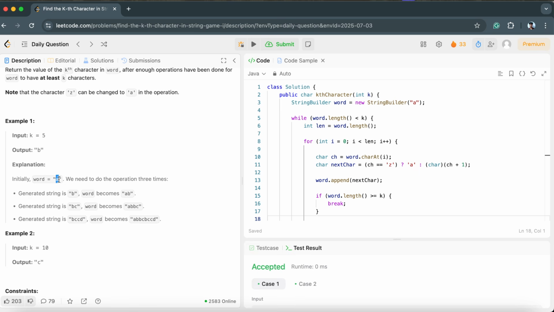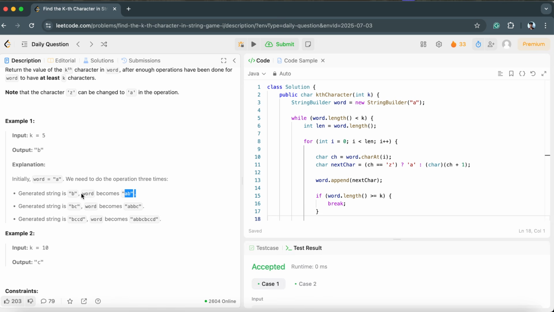Whatever the word that we have, for each character we have to get the next character. For character a, the next character is going to be b. Let us suppose there is a character c, for c the next character is obviously d, if we look into the alphabetical order. So for a, the next character is b. The generated string is b, and we have to attach this b to the a. So the generated string becomes ab.